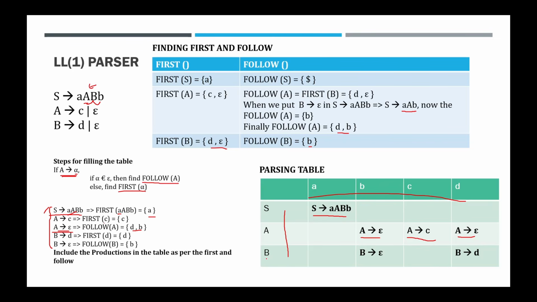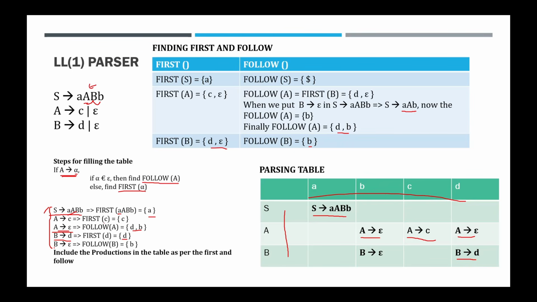Now, similar to it, what is the next non-terminal that we have? It is B. Just look at the production of B. B tends to D, no problem. So it is B tends to D. Include this in first of D. So what is first of D here? B tends to D.